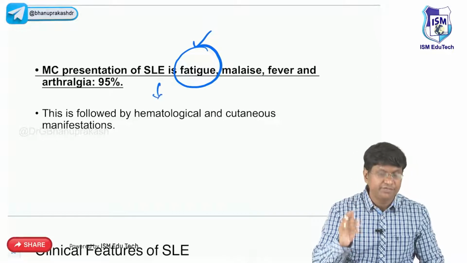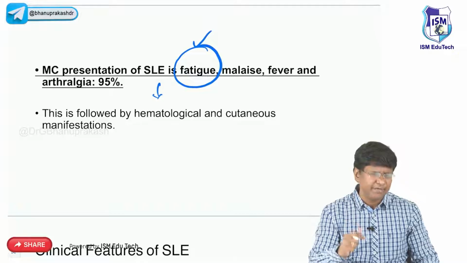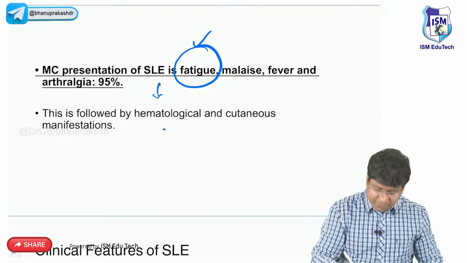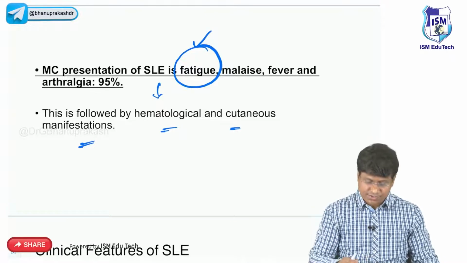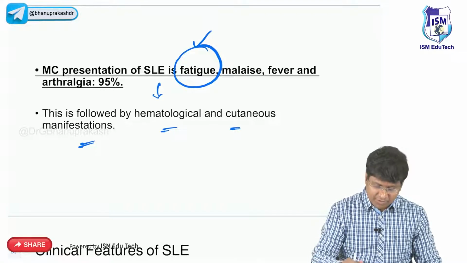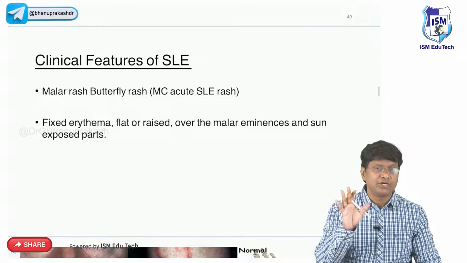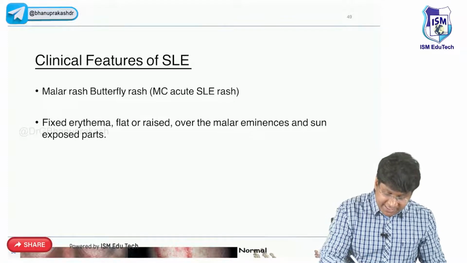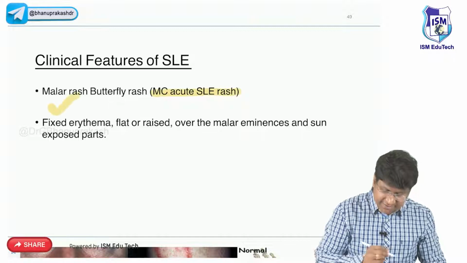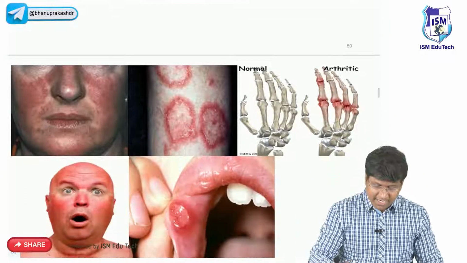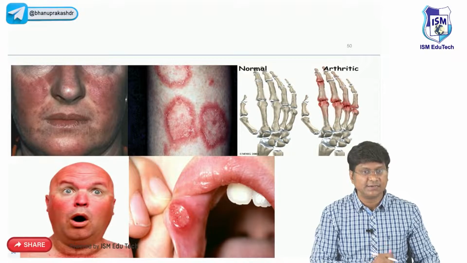And this fatigue, arthralgia and fever is followed by the next important manifestations, that is hematological as well as cutaneous manifestations. Now let me discuss in detail about SLE. So in SLE, what is the characteristic acute SLE rash? The characteristic acute SLE rash will be the malar rash, which is also called the butterfly rash.